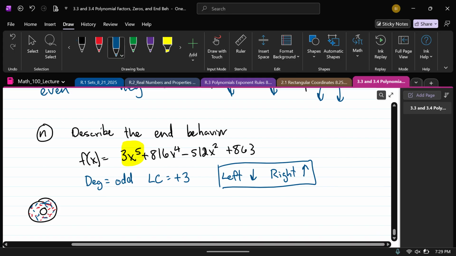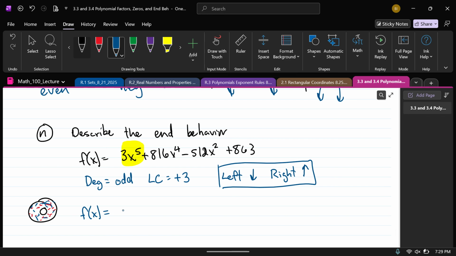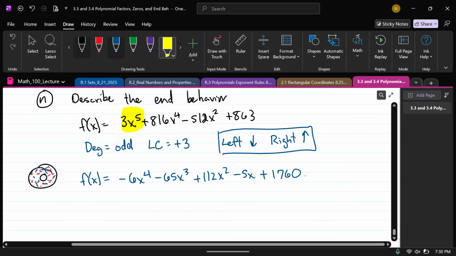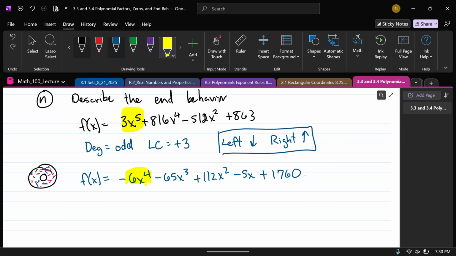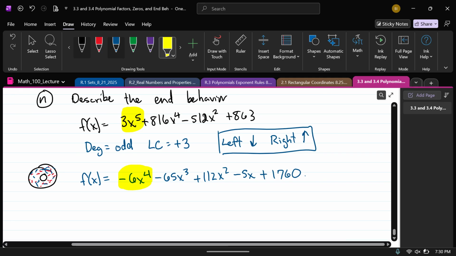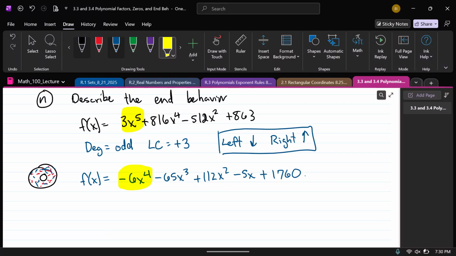All right, so here's our polynomial. F of x equals negative 6x to the fourth minus 65x cubed plus 112x squared minus 5x plus 1,760. What part of that matters when it comes to end behavior? That is the only part that matters. The rest of it does not affect end behavior. Only the biggest power of x.